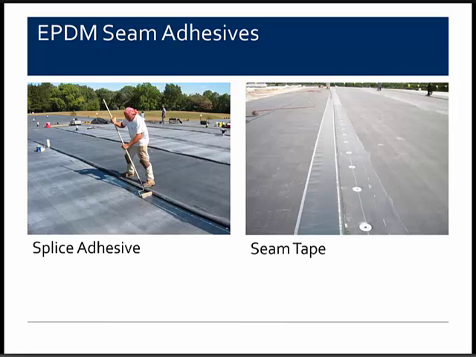On the right-hand side, we have a newer type of butyl tape. It's a double-sided tape that's laid down and compressed, and usually performs better and creates a much stronger bond than the splice adhesive contact cements that we used before.